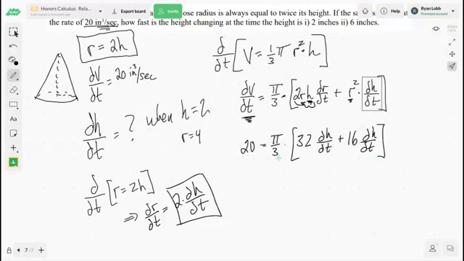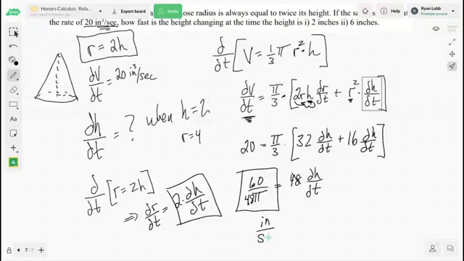All right, let's get rid of pi over 3 by multiplying by the reciprocal. So that's going to be 60 over pi equals 32 plus 16 dh is 48 dh dt's. And then lastly, divide by 48, and we have our answer. 60 over 48 pi. And the units there would be, well, this is a rate of change of height. So the units would be inches per second.